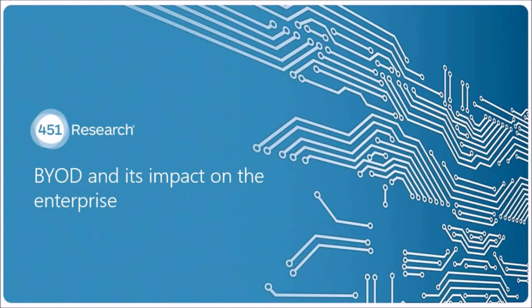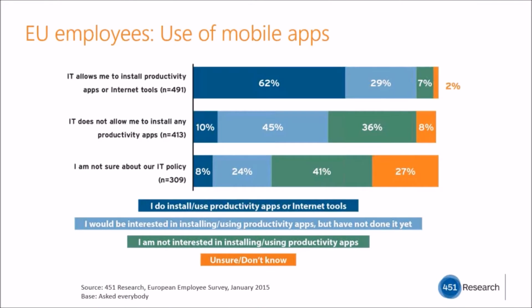So let's talk about bring your own device and its impact on the enterprise. This first slide is from our European employee survey. There are 3 categories of companies and IT policies here. The first one is, my IT department allows me to install apps that allow me to be productive or use internet tools on mobile devices. The second is that IT does not allow me to do that, to choose my mobile apps. And then third is the employee isn't really sure what the IT policy is.